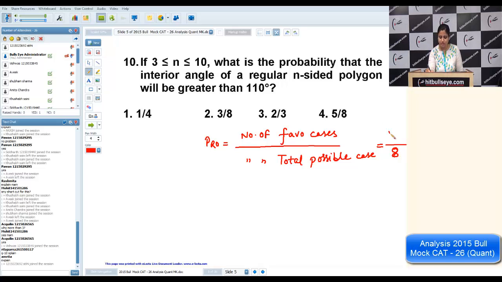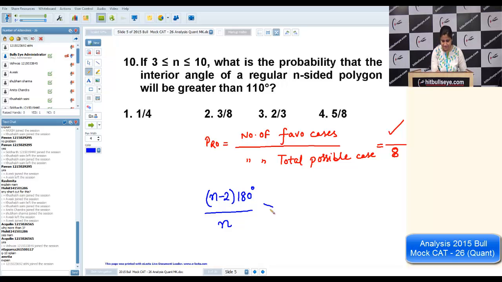Now we need to know the number of favorable cases here. So I'm coming to the condition. It says, what is the probability that the interior angle of a regular n-sided polygon will be greater than 110 degrees? Now what is the formula for the interior angle of an n-sided regular polygon? It is (n minus 2) into 180 degrees divided by n. Is it okay, Rituparna, Amrita? That is a formula you should know in this case.